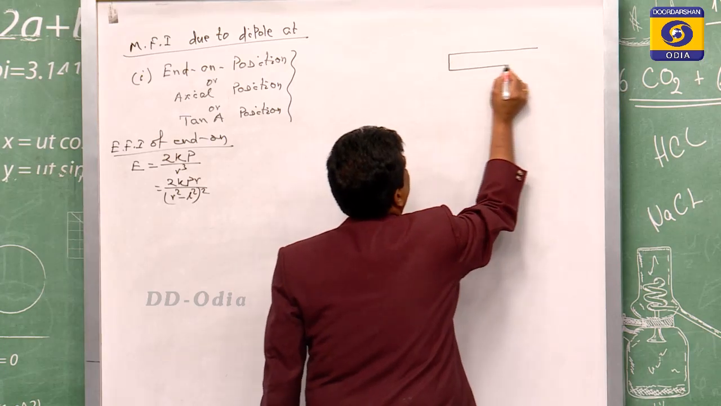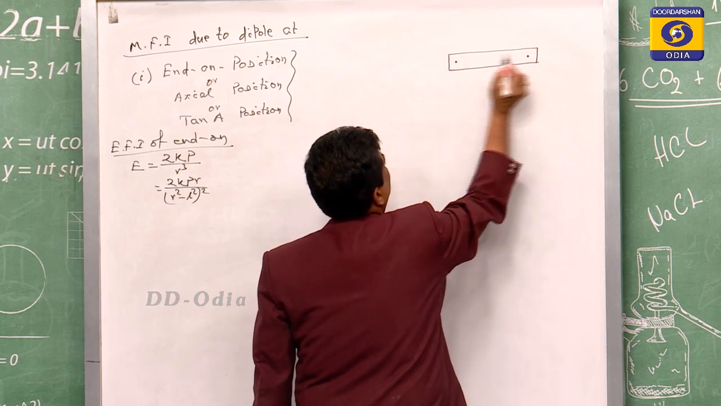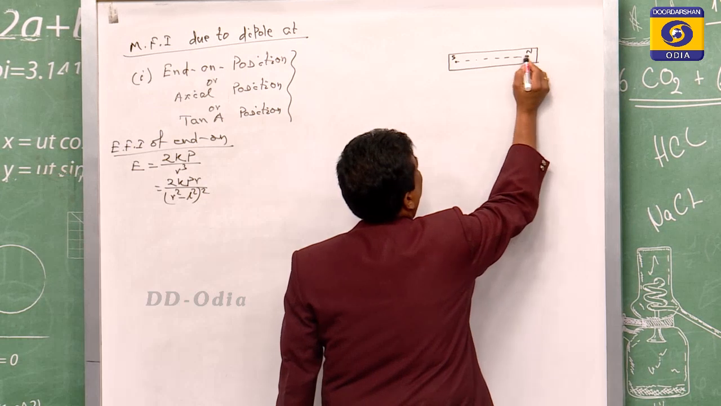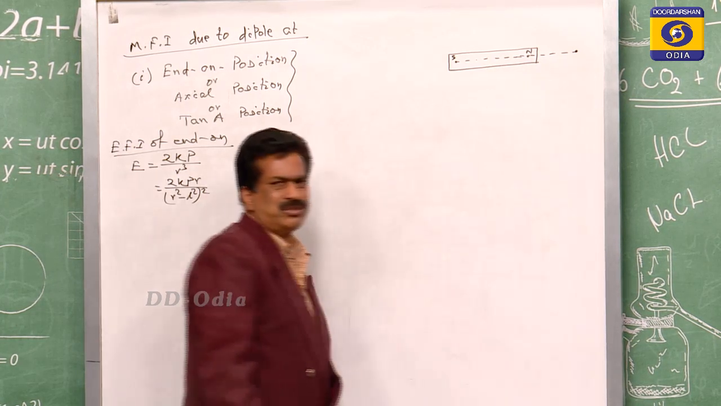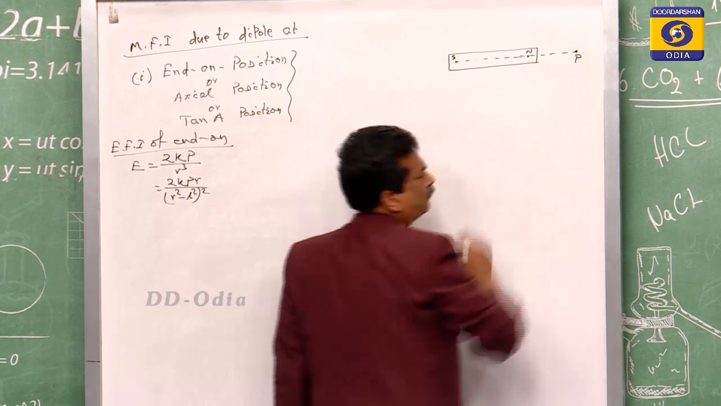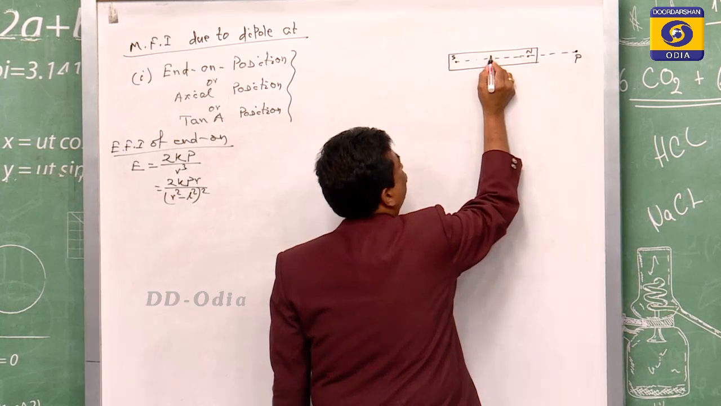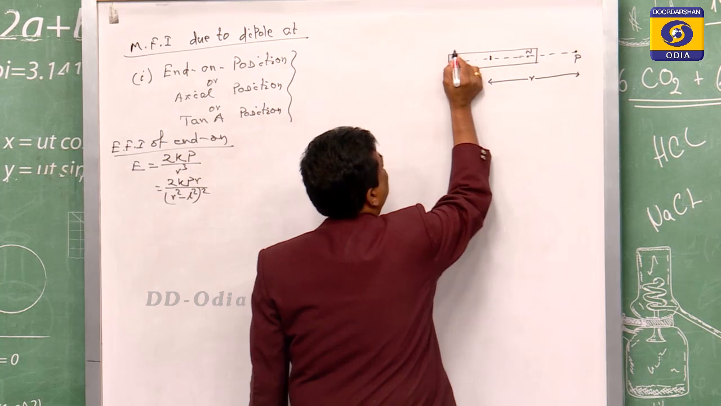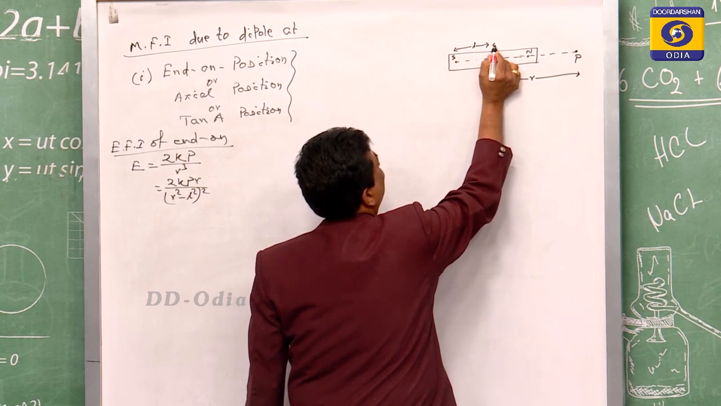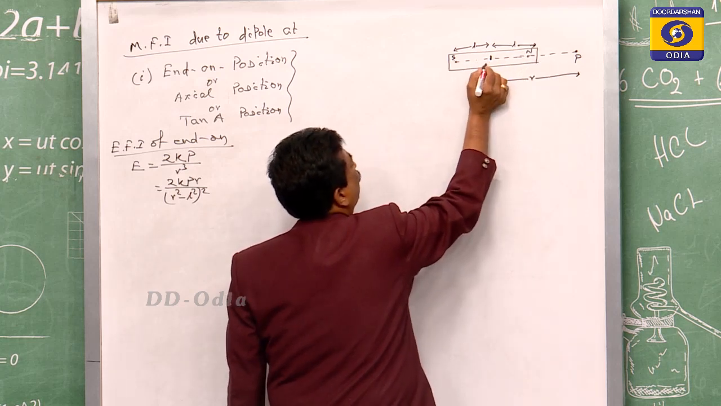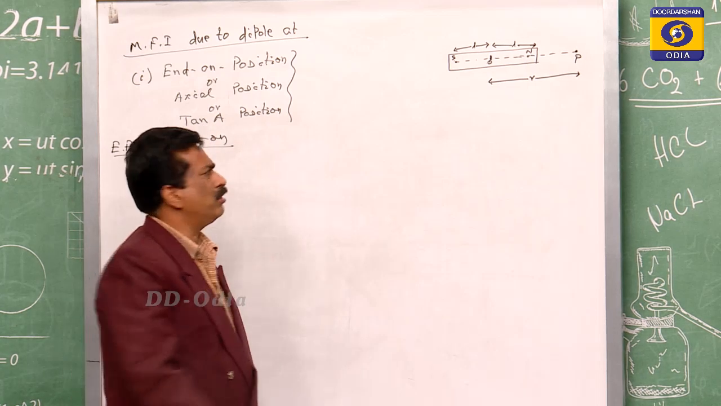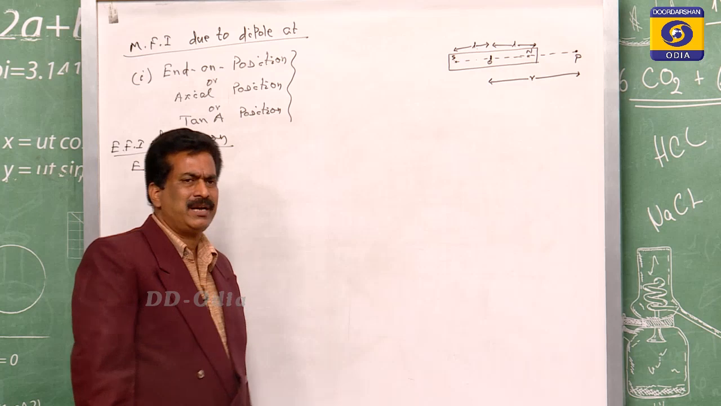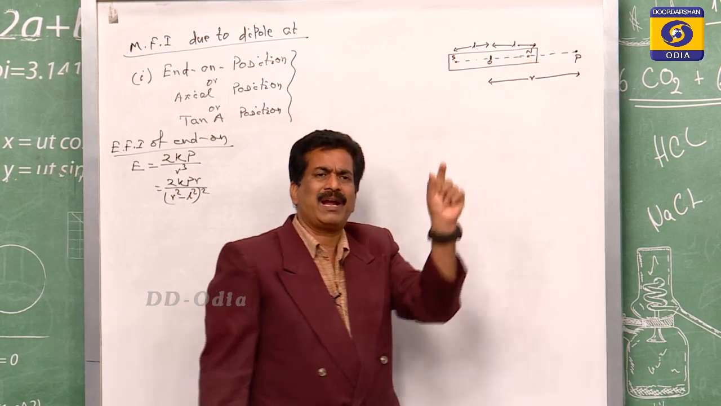Suppose this is a magnetic dipole with the north pole here and the south pole here, and we have to find the magnetic field intensity at the end on position. Let that end on position be P. This P is at a distance R from the mid of the dipole, and the total length I take as 2L. From south to the mid of the dipole O, from S to O is L, and from O to N is also L.